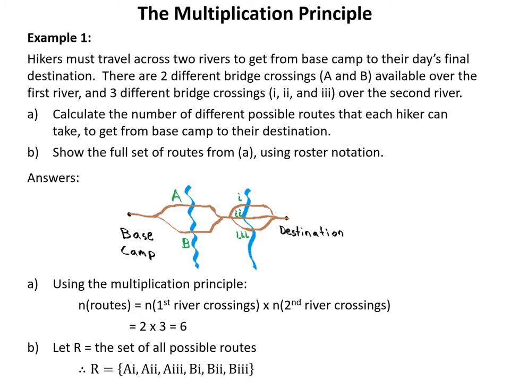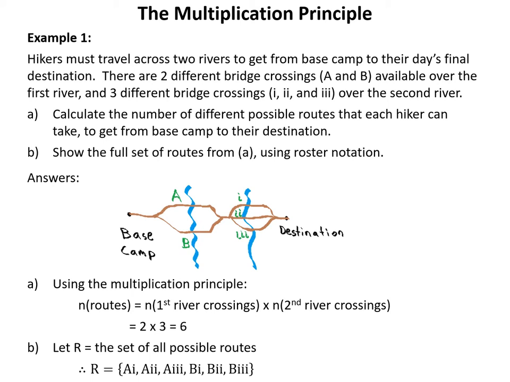In example one, we've got a situation where hikers must travel across two rivers to get from their base camp to their day's final destination. Now, for the first river, there are two different bridge crossings, A and B. And for the second river, there are three different bridge crossings available, I, II, and III. So in part A, we're asked to calculate the number of different possible routes that each hiker can take to get from the base camp to the destination. And in part B, we are asked to show the full set of these routes in roster notation.